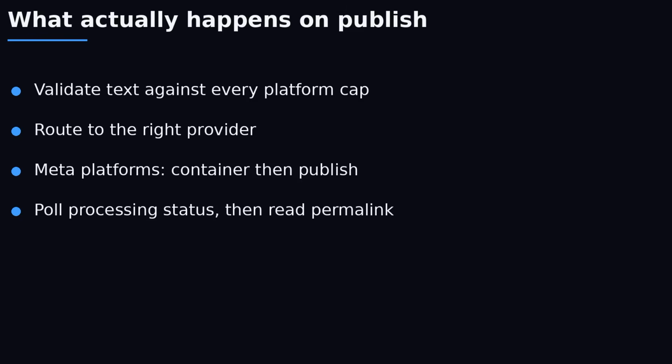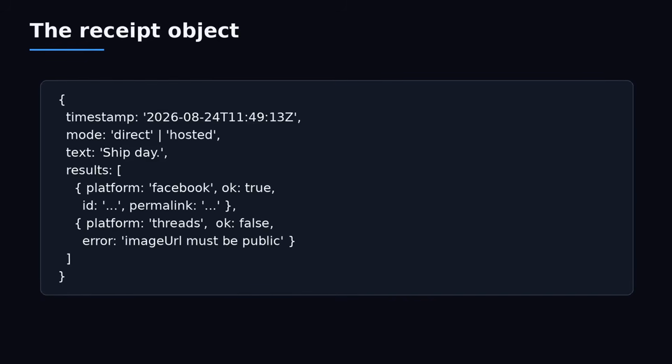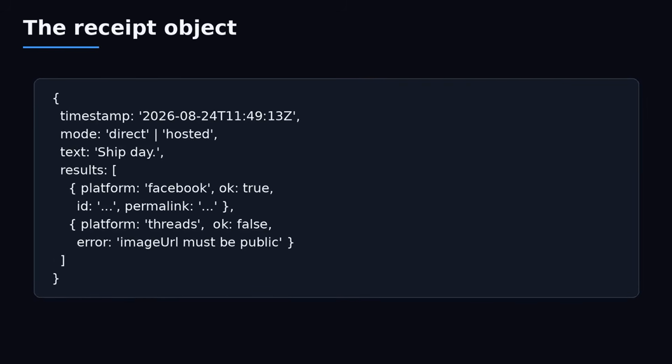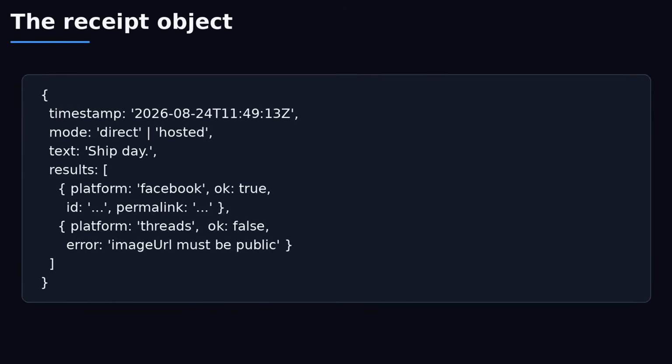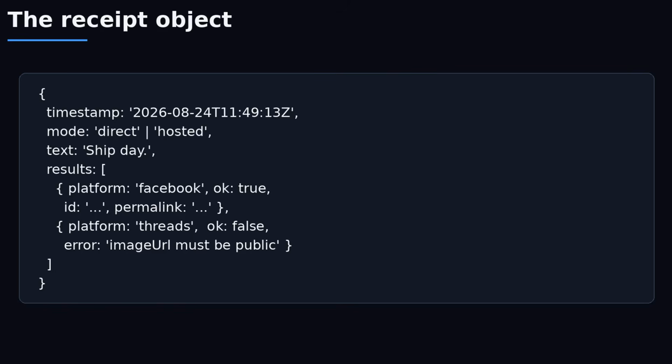Threads use a two-phase flow: create a container, wait for the platform to finish processing, then commit the publish. Telegram is a single call. X is a signed call with an optional media upload first phase. Everything comes back in one receipt object with per platform results, so your code can retry just the failures.